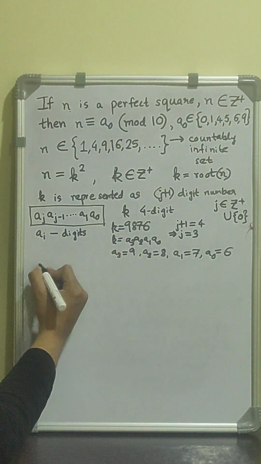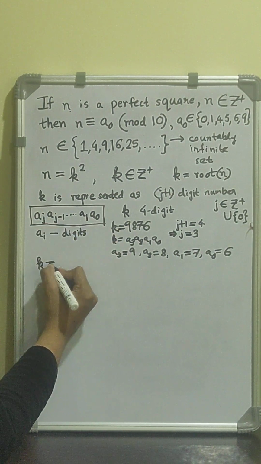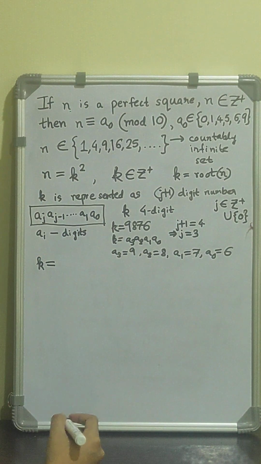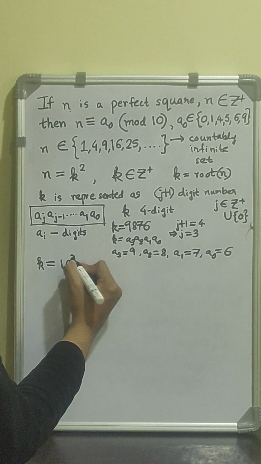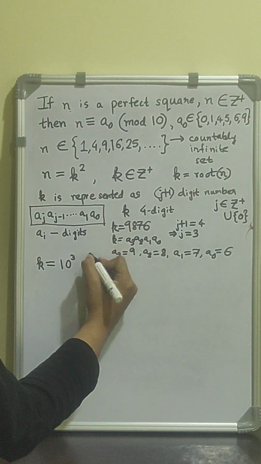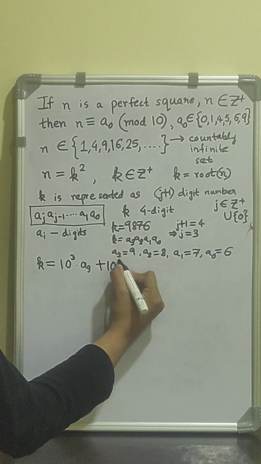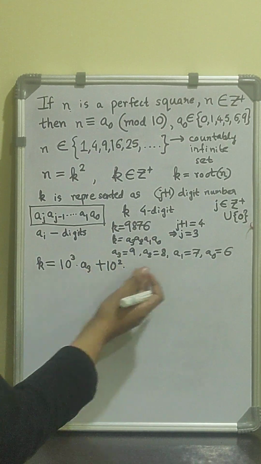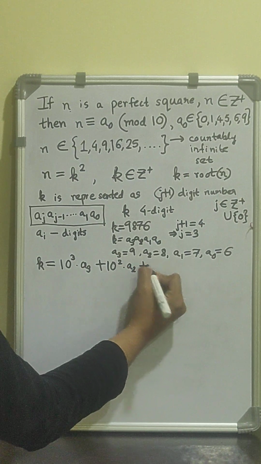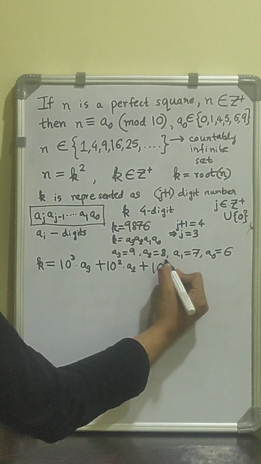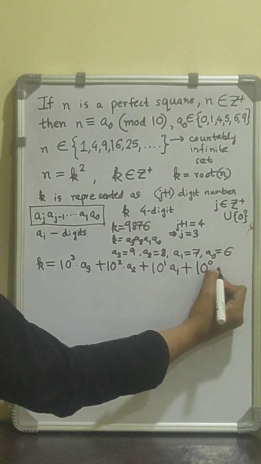And you can verify that while this is the representation, if I had to write it as an identity, I would write k equals 10 raised to the power 3 times a3 plus, and so on. This is the basic property of a number system, and this number is in the decimal system. So this is a standard representation, and I'm trying to explain it with a simplified example, because we will need this representation for the proof.